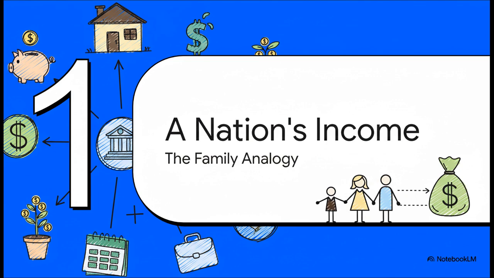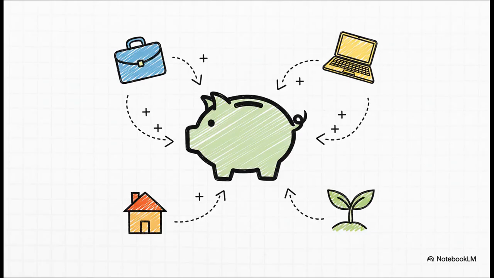If you had to figure out a family's total income, how would you do it? It's pretty straightforward, right? You just add up all the money coming in. So check this out. Dad's got a salary, mom's got a salary, maybe there's some rent coming in from another property, or a little income from a family farm. You just add it all together. Simple. Now, let's take that exact same logic and scale it up, way up, to a whole country.